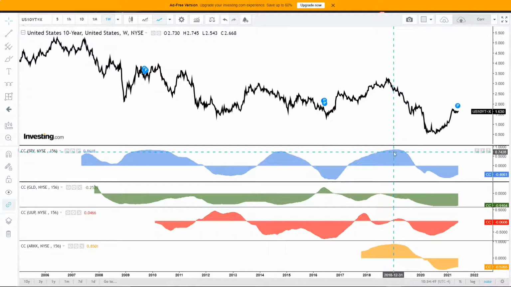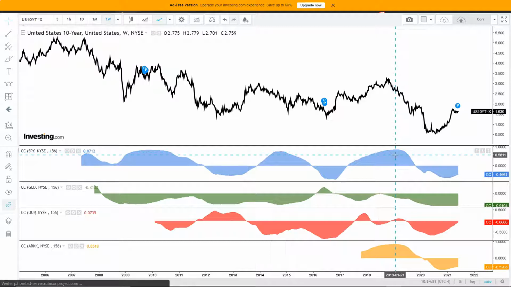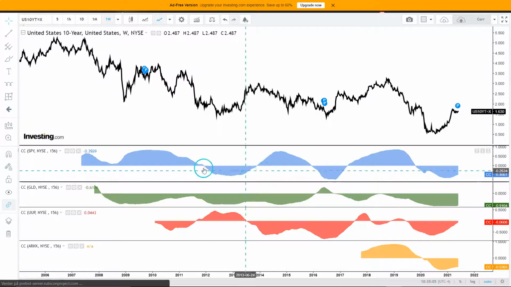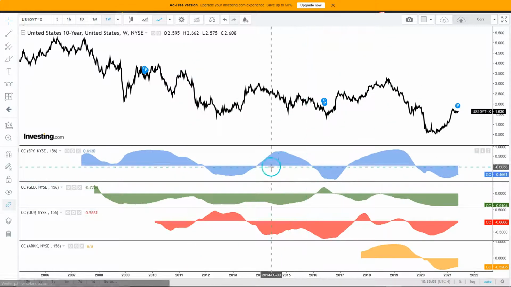strong correlation between the 10-year yield and the S&P. So here you had 87% positive, and if you look down here, that was the late part of 2020. Then all of a sudden we have a minus 65% correlation. But anyway, you do see that there's this overall general range it stays within.